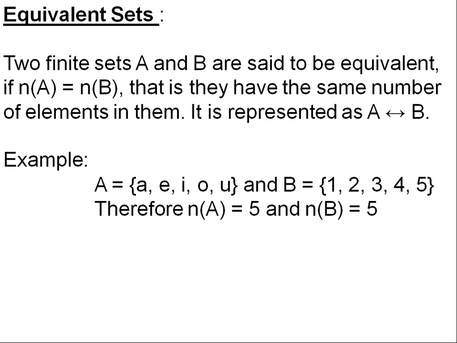As an example, let us take a set A which is equal to, within curly brackets, a, e, i, o, u, and a set B which is equal to, within curly brackets, 1, 2, 3, 4, 5. Now, if you count the number of elements in both the sets, the cardinal number of A happens to be 5 and the cardinal number of B happens to be 5 again. Like I said, if the number of elements in the sets are equal, then the sets are going to be called equivalent. Hence, A is equivalent to B.